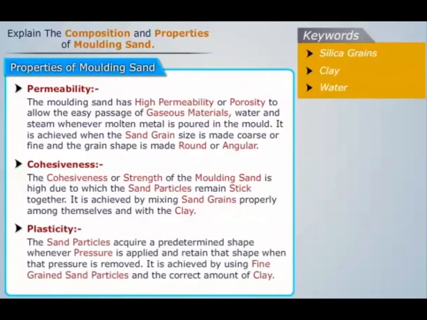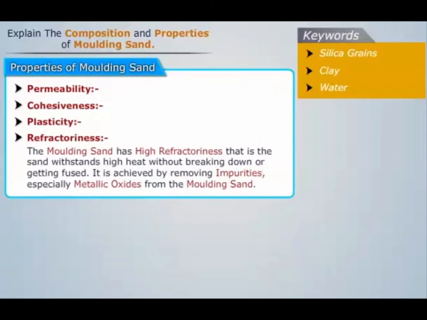Plasticity. The sand particles acquire a predetermined shape whenever pressure is applied and retain that shape when that pressure is removed. It is achieved by using fine-grained sand particles and the correct amount of clay. Refractoriness. The molding sand has high refractoriness, that is, the sand withstands high heat without breaking down or getting fused. It is achieved by removing impurities, especially metallic oxides, from the molding sand.